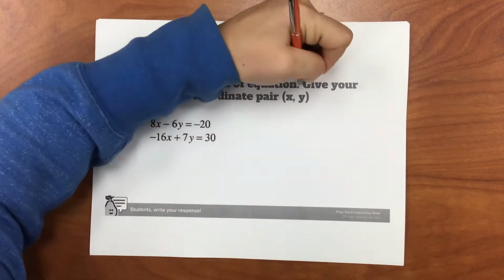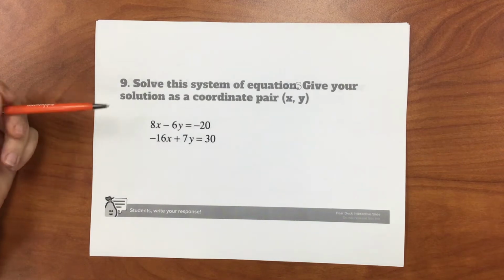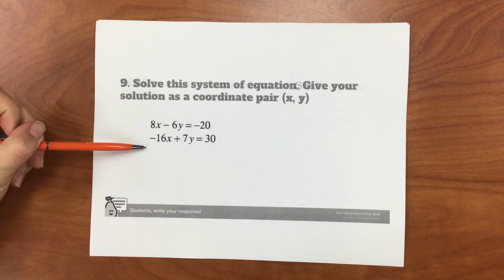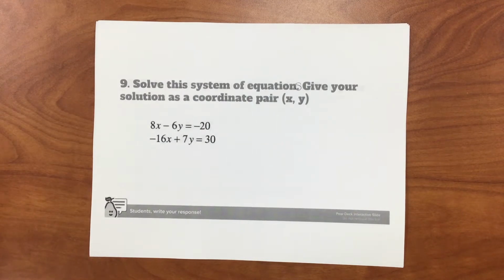Solve this system of equations. Give your solution as a coordinate pair. All right, now neither of these are in y equals form, so it doesn't seem like I should use equal values. Neither of these have an isolated variable, so I shouldn't use substitution.